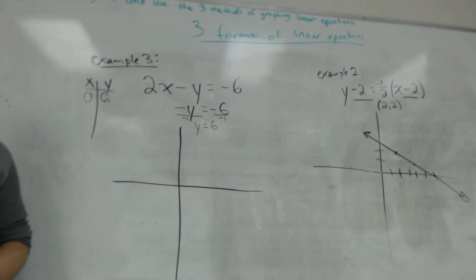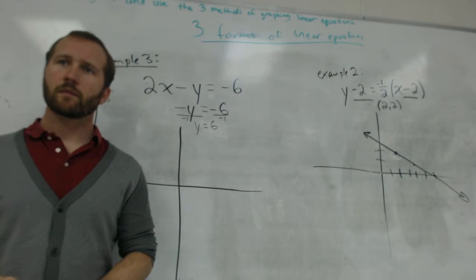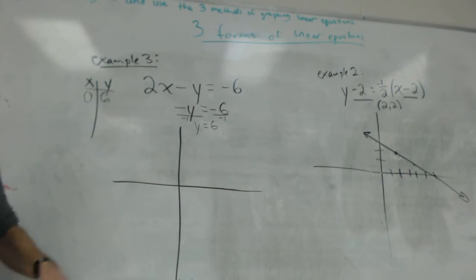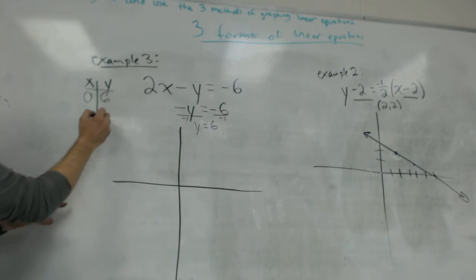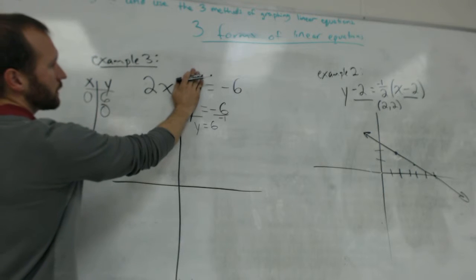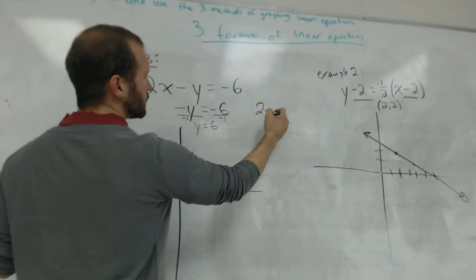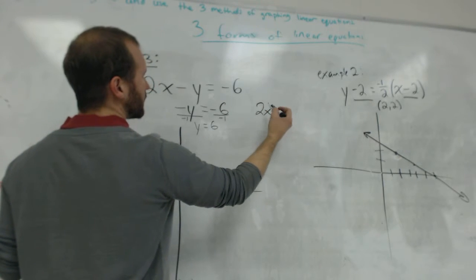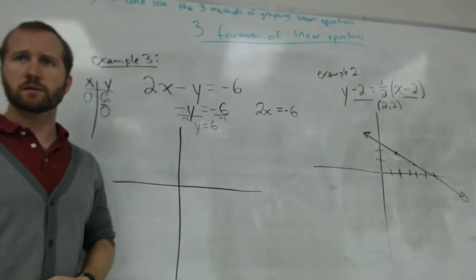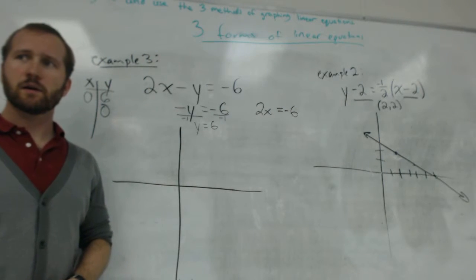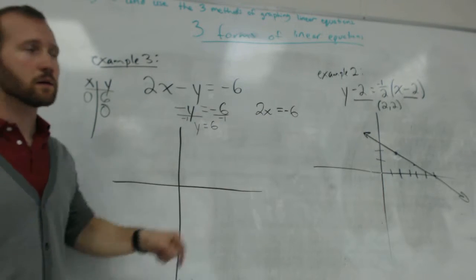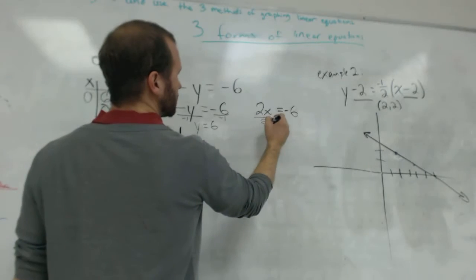Okay. Next step. What do I do next? You make y 0. So if y is 0, then this whole thing is gone. I have 2x minus 0 equals -6. In other words, 2x equals -6. How do I solve that for x? Divide both sides by 2.